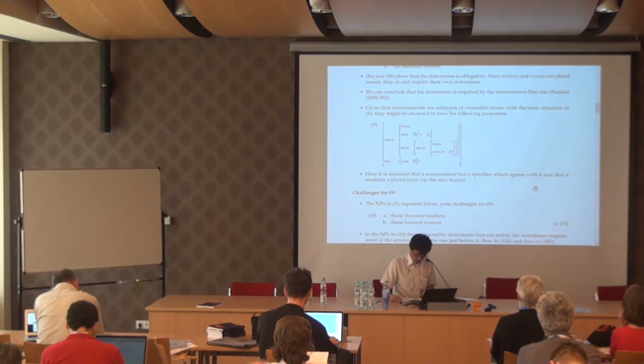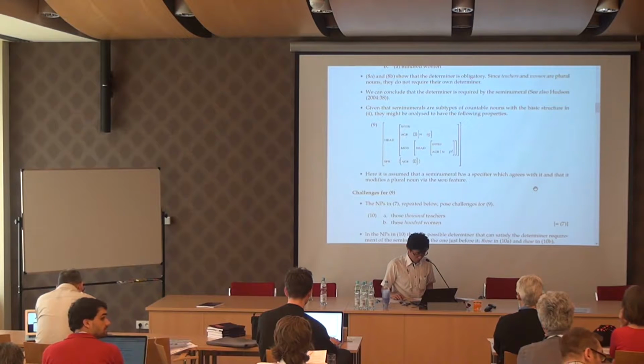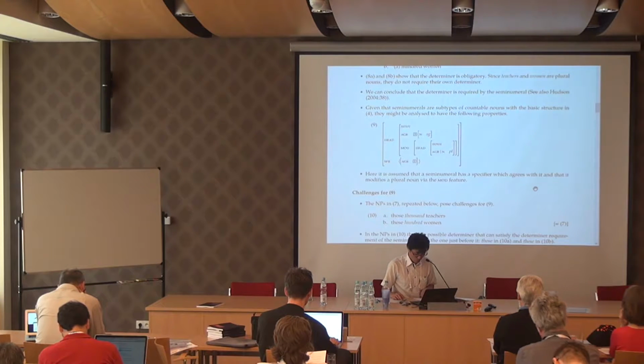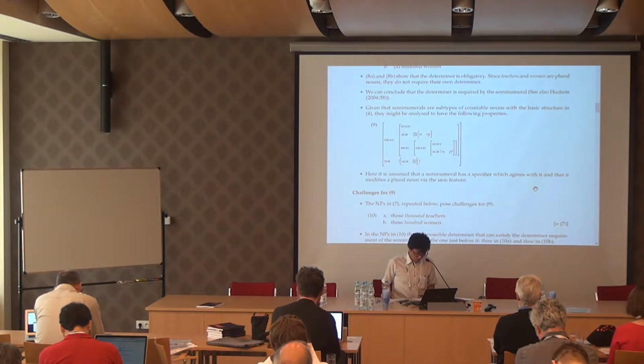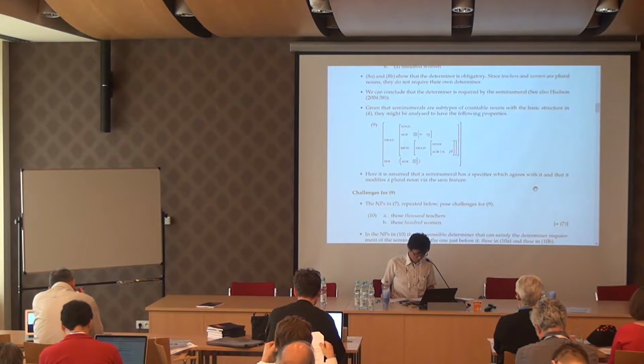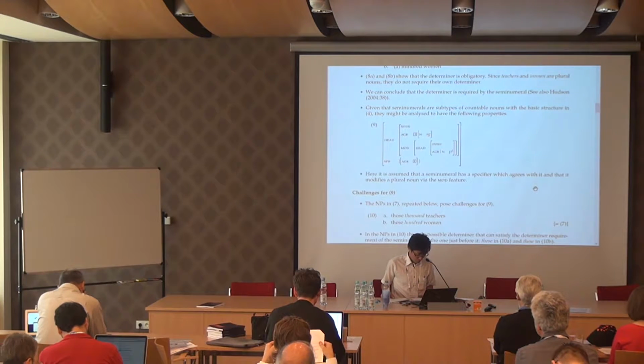So 10A is those 1,000 teachers, 10B is these 100 women. In these NPs, the only possible determiner that can satisfy the determiner requirement of the seminumeral is the one just before it. That is, those in 10A and these in 10B. Number 11 shows that they really satisfy the determiner requirement of the seminumeral. Without determiner, these phrases become ungrammatical.